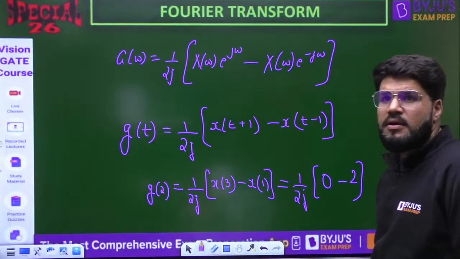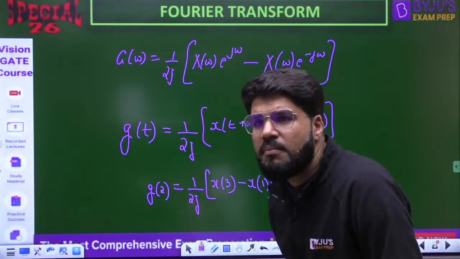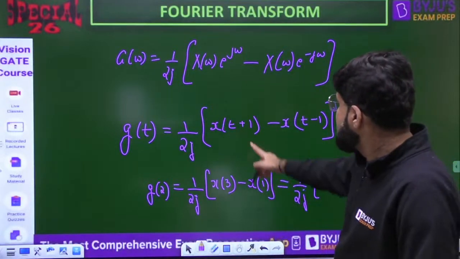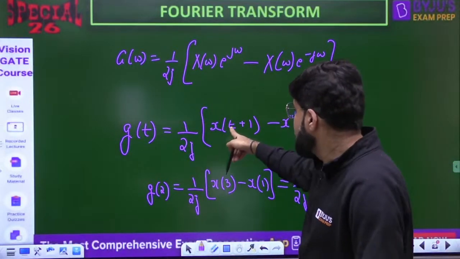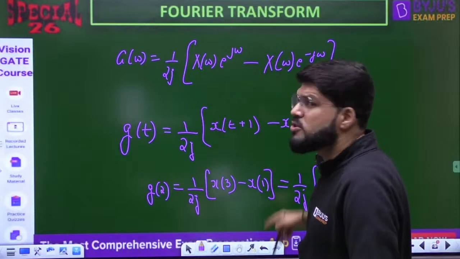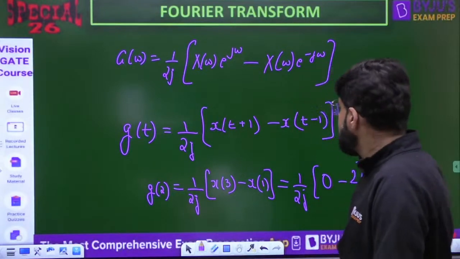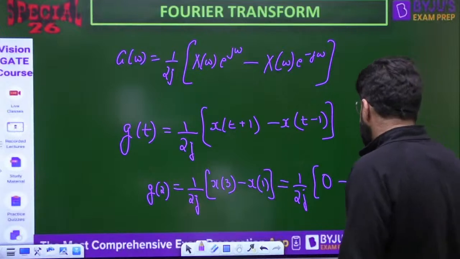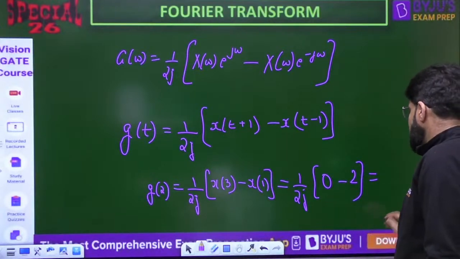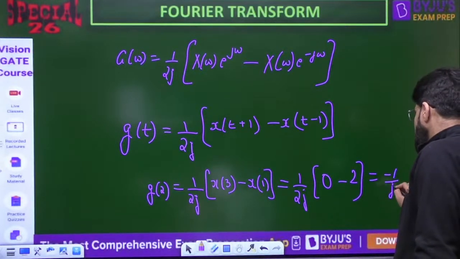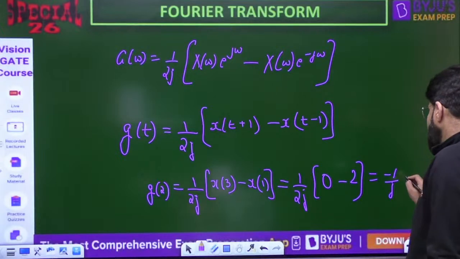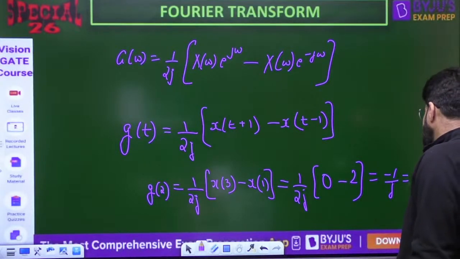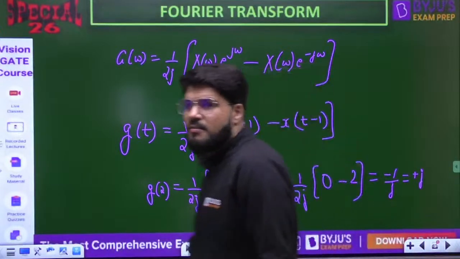Now I am putting t equal to 2 there, so x of 2 plus 1 and x of 2 minus 1. So this is minus 2 by 2j; the 2s cancel, giving minus 1 by j, and 1 upon j is minus j, so it can be written as plus j.